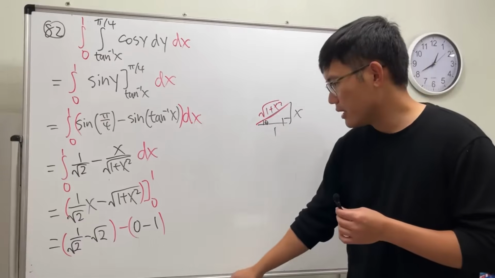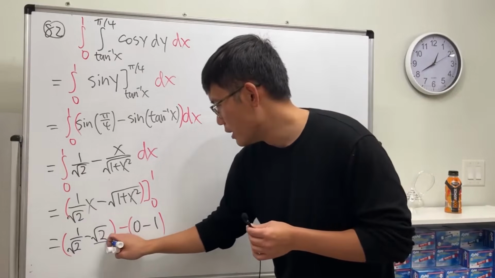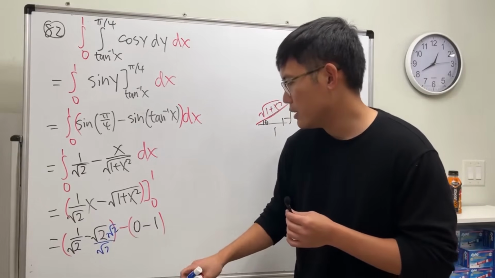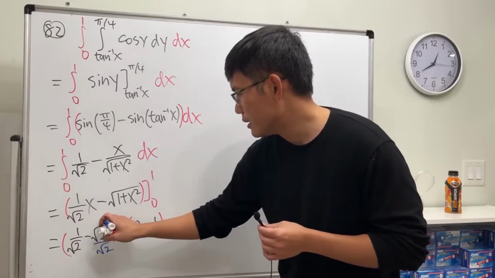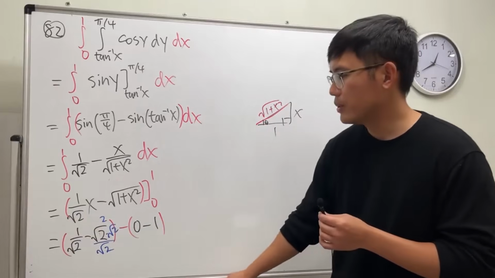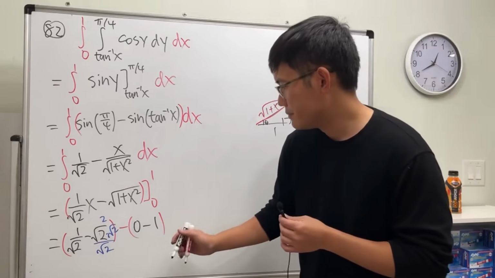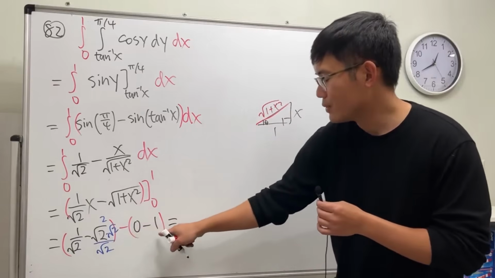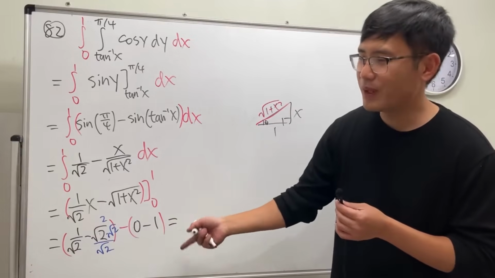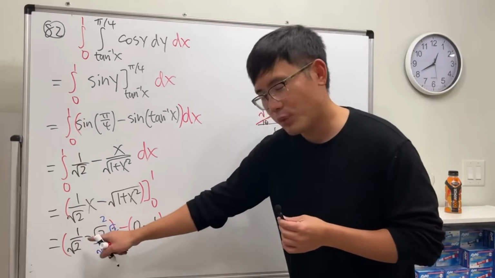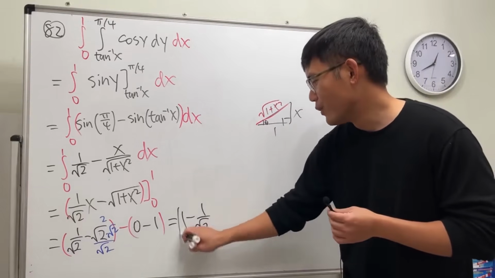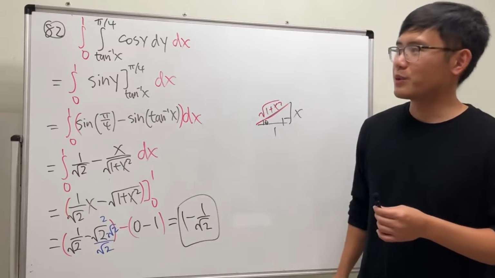Okay, and then just get a common denominator and all that stuff. So multiply by square root of 2, multiply by square root of 2, and this is 2. But 1 minus 2 is negative 1. Then 1 minus negative 1 is 1. And then 1 minus 2 is negative. So yes, this number, 1 minus 1 over square root of 2.